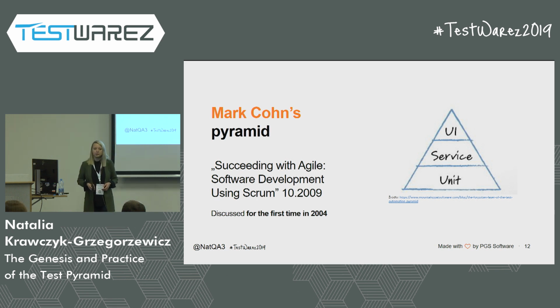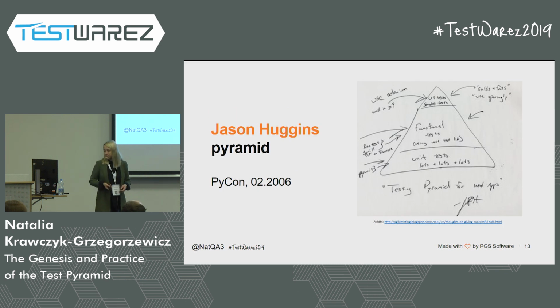But Mike was not the only one. Jason Huggins, one of the creators of Selenium, independently came up with the same idea in 2006. He presented it at a conference, PyCon, but he compared the test pyramid to the food pyramid. For good software health, you need to have all of the layers, right? So we need a properly balanced diet of tests, of course.